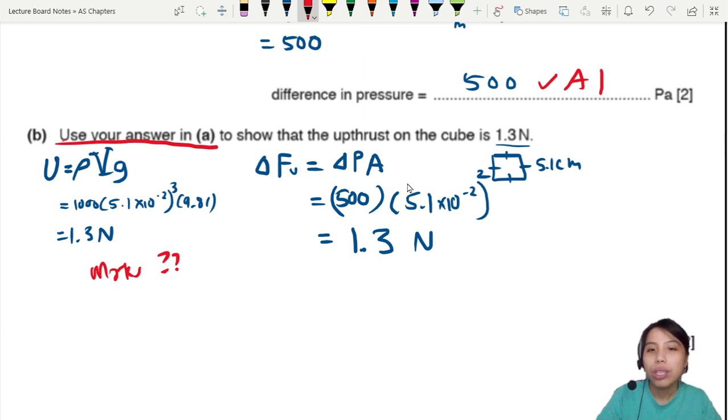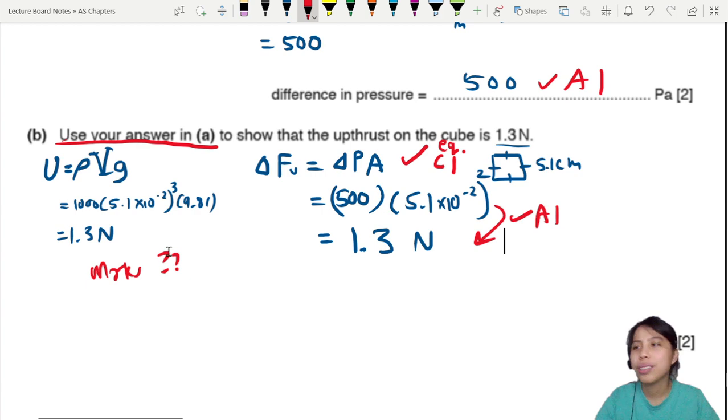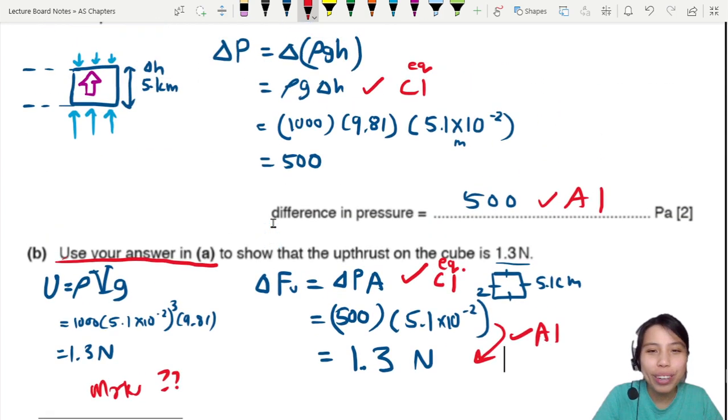They want to use pressure. So if you got pressure equals force per unit area, or any variation of this equation, that's 1 mark for equation. And then you substitute in the correct values and you get the final one, that will be A1. The other method, I don't know if it gets marks or not. You have to go in the gray area, I call that. Okay, let's move on to the next part.